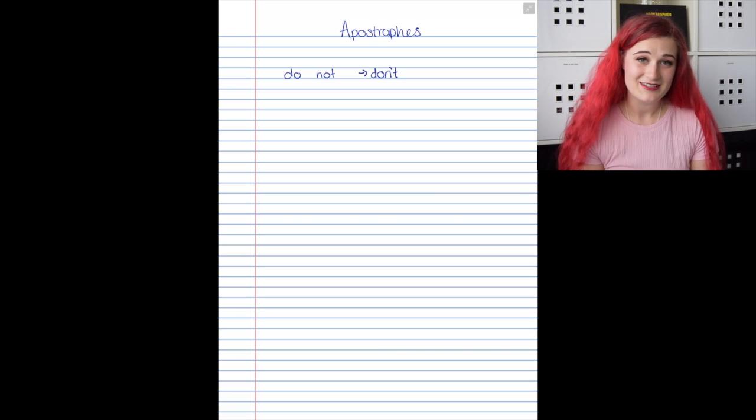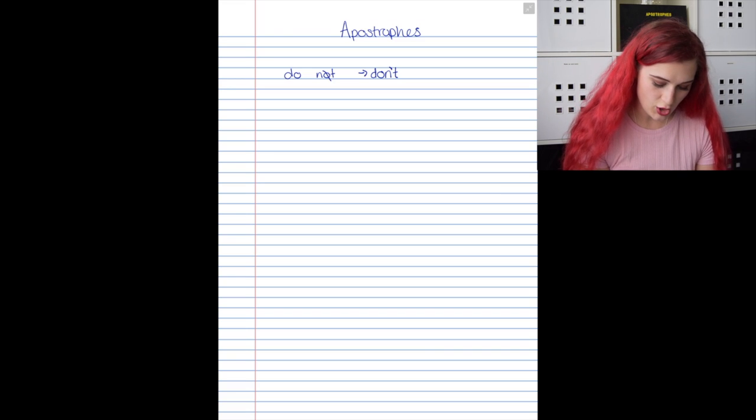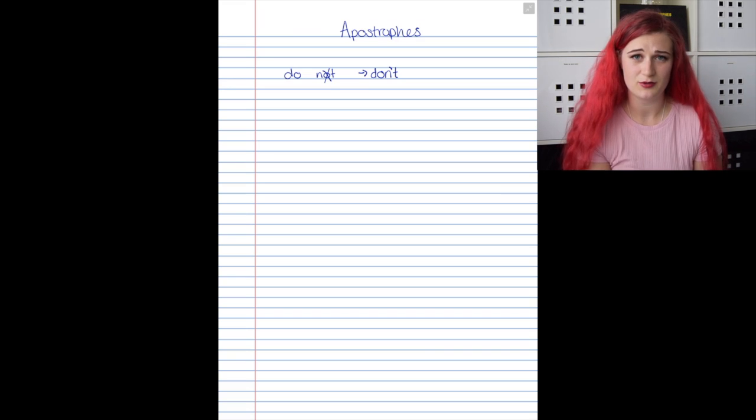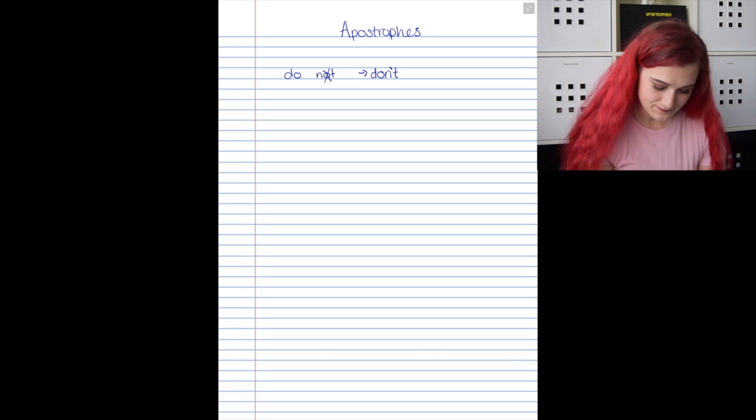So first we're going to look at apostrophes for contraction. Let's take a look. These ones are really simple. It is when we contract our words. So if I have do not, I'm going to change it to don't. My apostrophe goes between the N and the T because I am taking out the O, and I'm replacing the O with my apostrophe because I am shortening it.